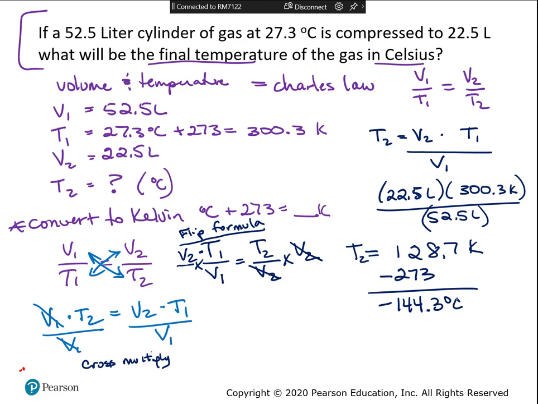So I have 52.5, 3 significant figures, 27.3, 3 significant figures, 22.5, 3 significant figures. So I know my answer needs to be 3 significant figures. So the 1, the 4, and the 4 are my 3 significant figures. So the 3 gets dropped off. Right. So that's just 3 significant figures. Negative 144 degrees Celsius.